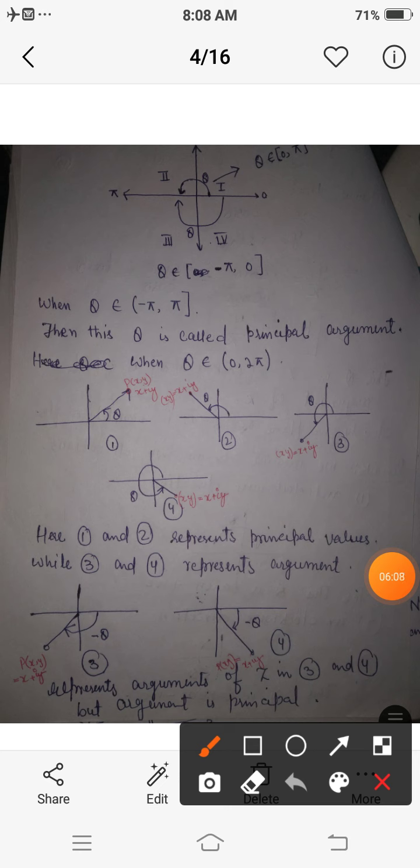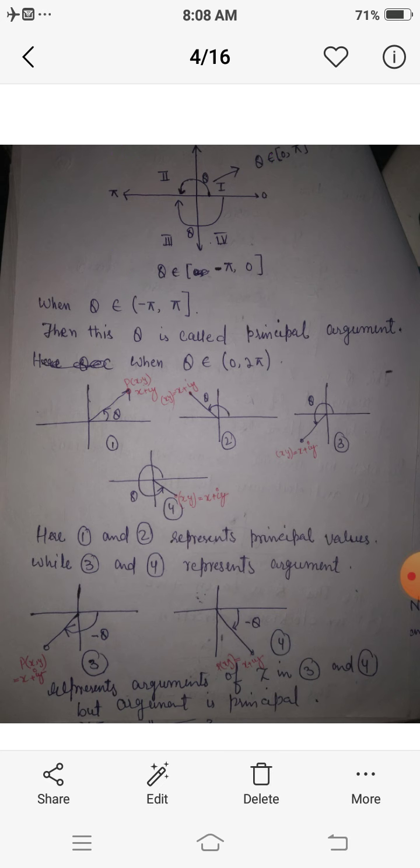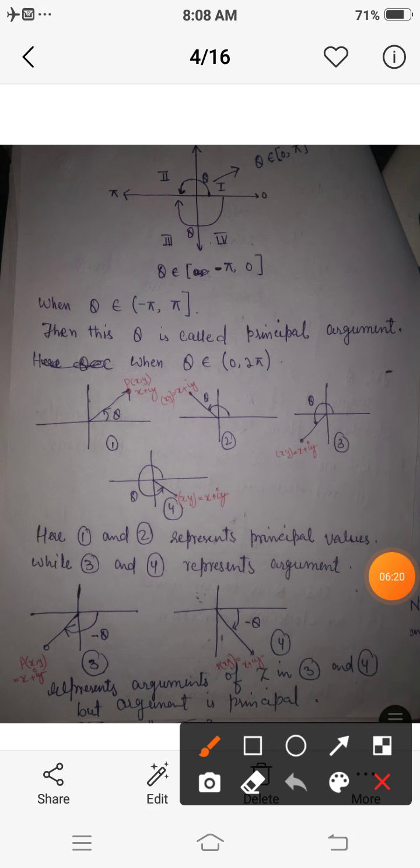So here we have a given plane, with two axes, the x-axis and the y-axis. Now in this plane we have four quadrants, four equal parts. In the first and second quadrants, if we measure theta in the positive direction, meaning anti-clockwise from the positive direction of the x-axis, the value of theta lies between 0 and pi, while in the third and fourth quadrants, if we measure the angle in this direction, its value lies between minus pi and 0.